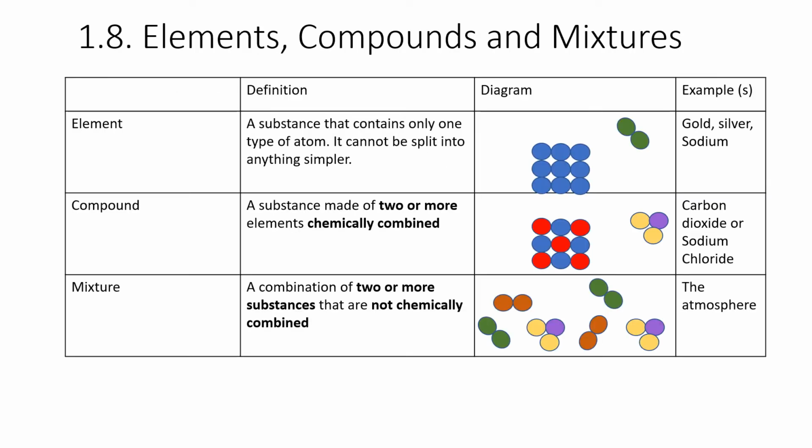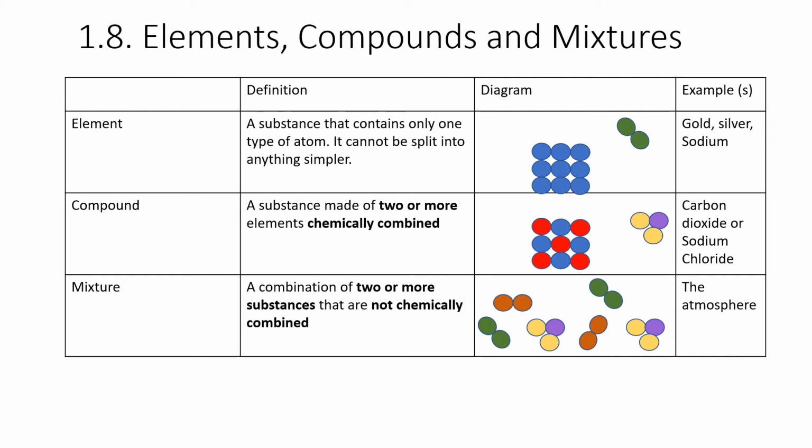Specification point 1.8. Understand how to classify a substance as an element, compound, or mixture. So, you're going to have to be able to state whether a substance is an element, a compound, or a mixture, and to do that, you're going to have to know what they are. An element is a substance that contains only one type of atom. It cannot be split into anything simpler. Think of a pure gold bar, for example. Every single atom in that bar is a gold atom, nothing else. It's gold all the way through. That's what an element is.